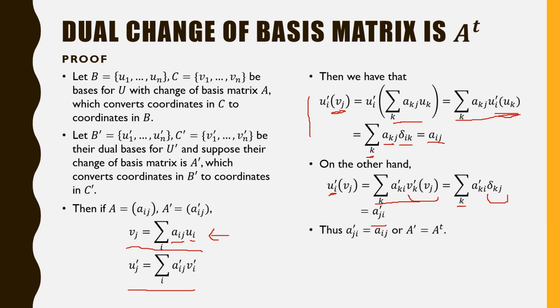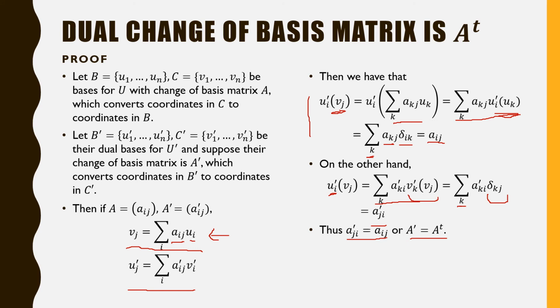What this means is that Aji prime equals Aij, or that all the elements in the A prime matrix equal the transposed element in the A matrix. So to rewrite this, this is actually the statement that A prime does in fact equal A transpose, which is what we set out to prove.